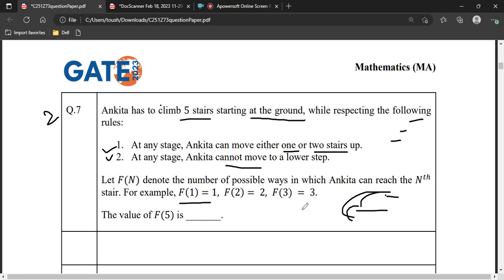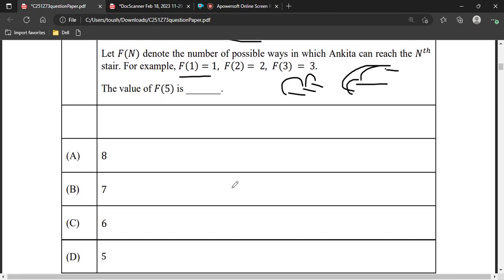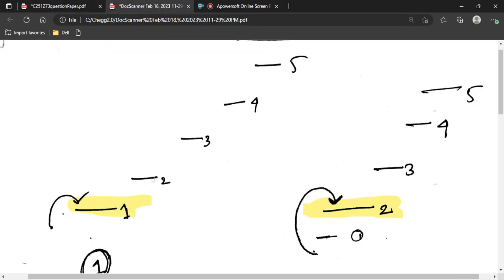Now they said f(3) is 3, right? Suppose you have 3 stairs, how can you go? You can go from the ground to 1, then 1 to 2, then 2 to 3. Or you can go from 1, then directly from 1 to 3. Or you can go directly from the ground to 2, then 2 to 3. So that's how f(3) is 3. Now they said in this way, how will you find the value of f(5)? They have given some options. Let's see how we will do it.